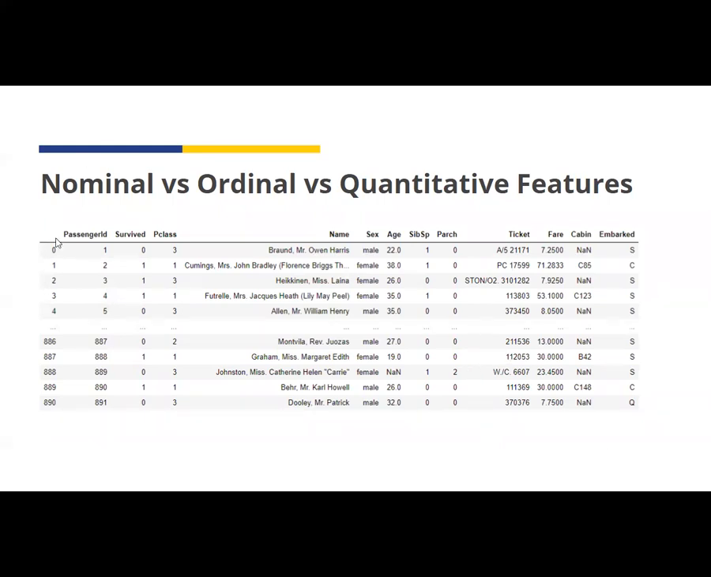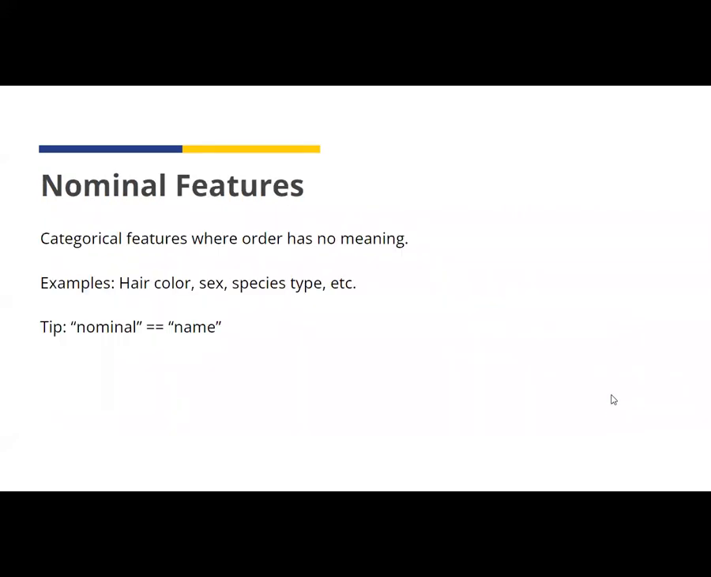As you can see here, all of our different passengers are labeled with an index per row, and all of their individual features and categories are listed at the top. Nominal features are, I guess, another way of saying categorical features, in which case the order of the data doesn't matter. So for example, features like hair color or species type don't have a specific order to them. They're just categories.